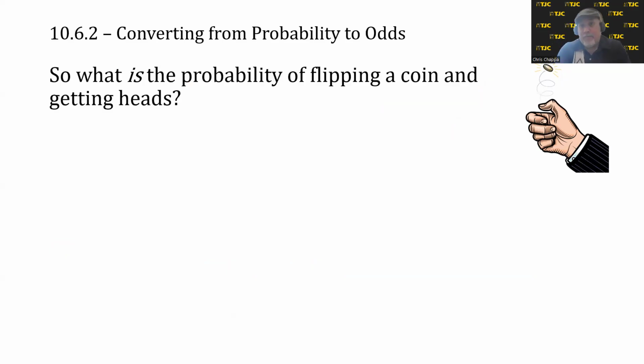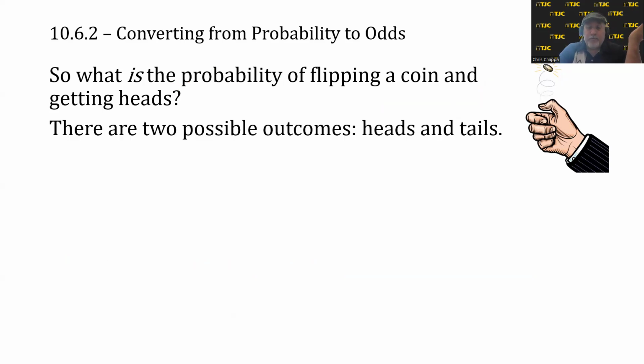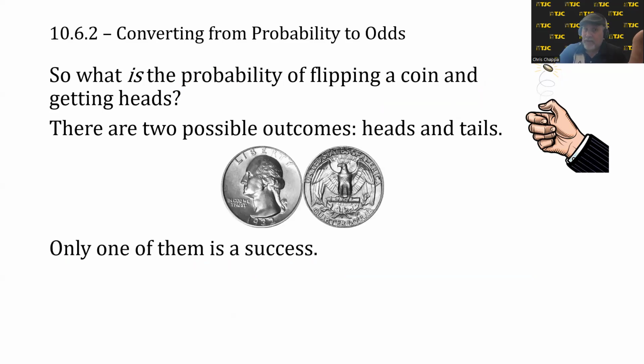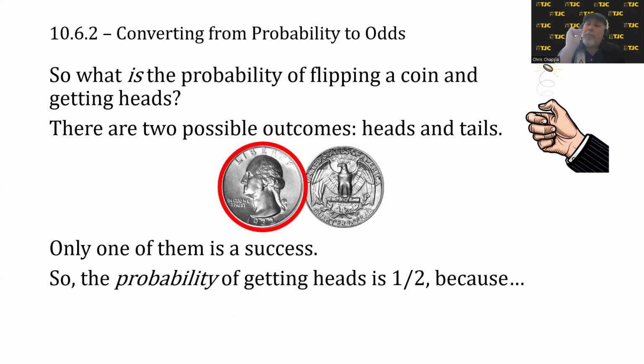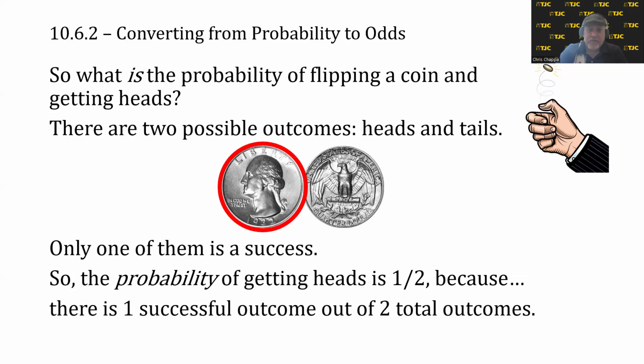So what is the probability of flipping a coin and getting heads? Well, there are 2 possible outcomes when you flip a coin, heads and tails. Only one of them is a success, which we've defined in this example as flipping heads. So the probability of getting heads is 1/2, or 1 out of 2, or 50%, because there is one successful outcome out of two total outcomes.